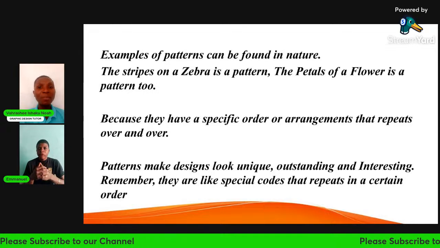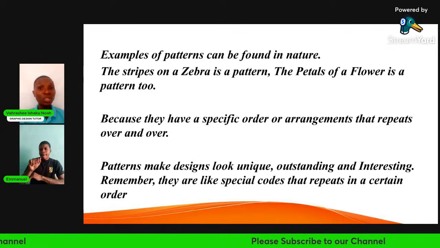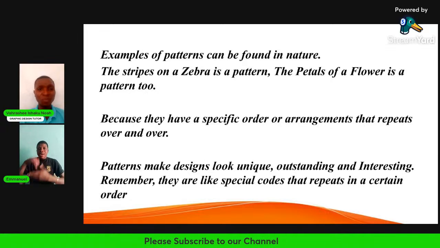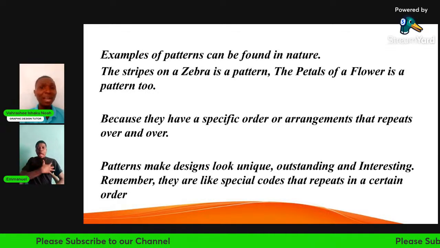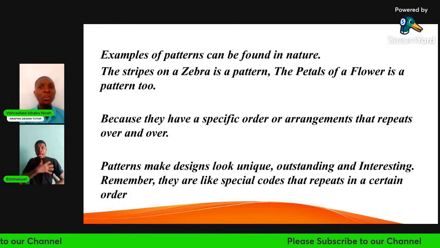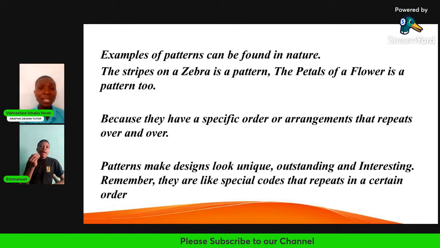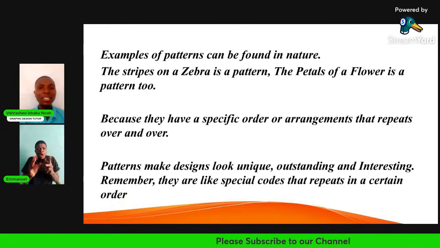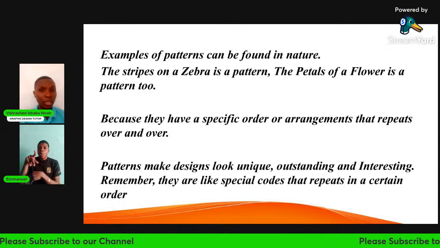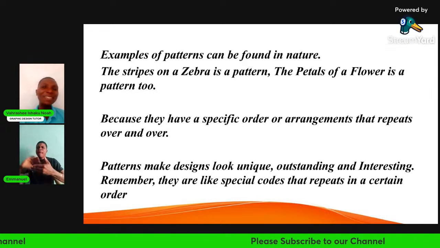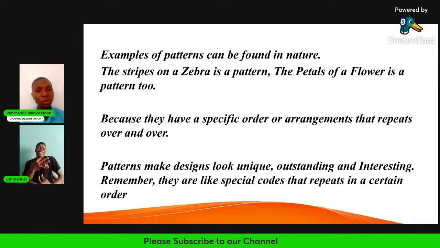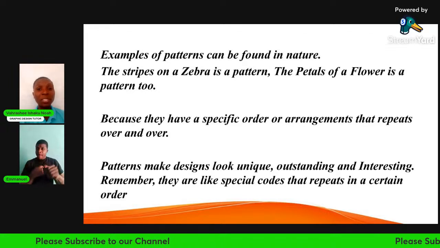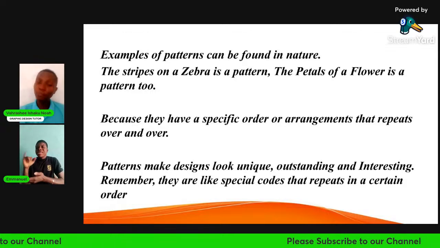Okay, examples of patterns can be found in nature, like the stripes of a zebra. You know zebra now. The stripes that are black and white, that is a pattern. A flower, the petals are a pattern too, because you see them repeatedly over and over again. They have a specific order of arrangement, or their arrangement repeats itself over and over. Now, patterns make designs look unique, outstanding, and interesting. I told you that they are like codes that repeat in a certain order over and over again, right? So, next slide.